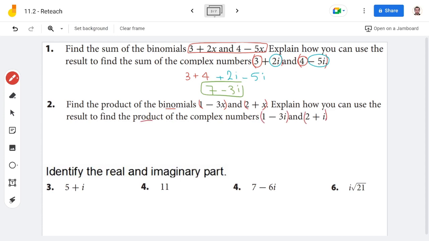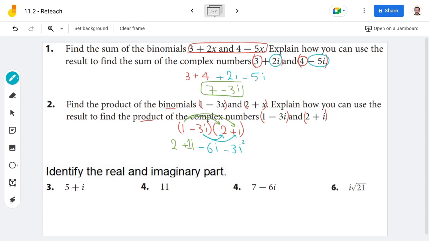So the same thing we did in the warm-up. Here, let's do it for them. 1 minus 3i times 2 plus i. We do the distributive property. So 1 times 2, which is equal to 2, 1 times i, which is equal to 1i. So let me write 1i. Then we have negative 3i times 2, which is negative 6i. Negative 3i times i is equal to negative 3i squared.